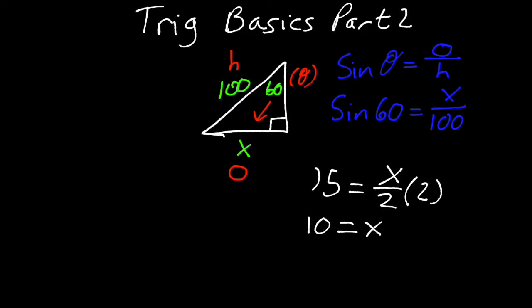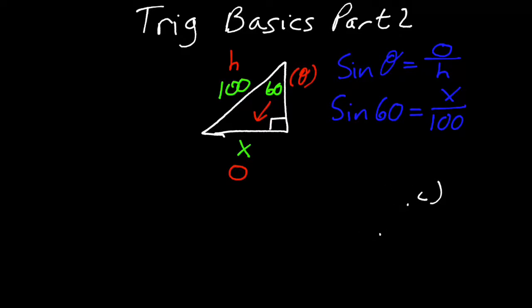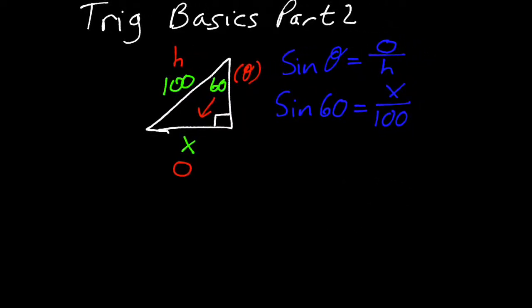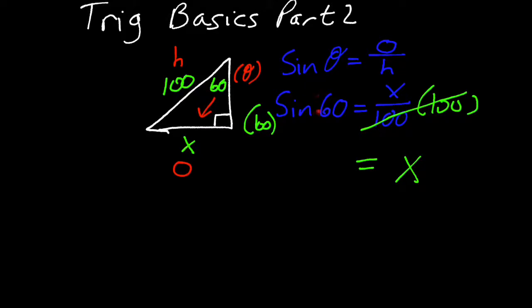We are going to multiply both sides by the denominator, which is 100. So we multiply both sides by 100. Those cancel out, and I have just x. And now, the sine of 60 is a function in and of itself. So this 100 is not going to affect the 60. It's going to affect all of this. So we have 100 times the sine of 60.